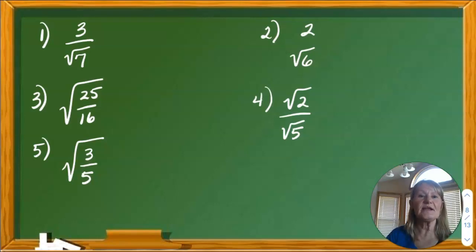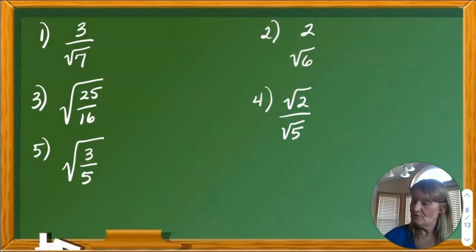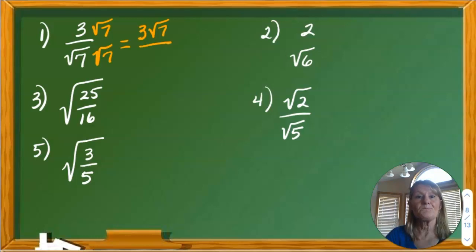Here's my first one, and it is 3 over the square root of 7, very similar to what I gave you earlier. Again, the process is simply to multiply both the numerator and the denominator by the radical, in this case the square root of 7. Then your next step is just to multiply. So 3 times the square root of 7 is 3 times the square root of 7. The square root of 7 times the square root of 7 is 7. Make sure that makes sense to you.